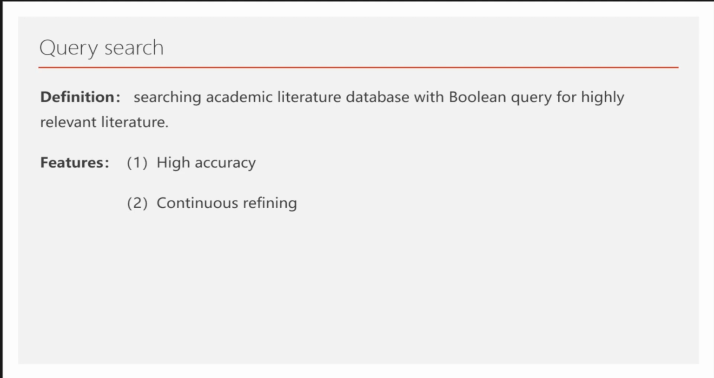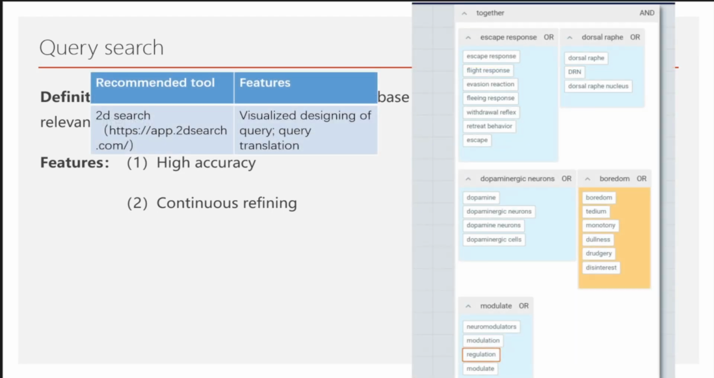And in order to achieve the optimal accuracy, researchers need to iteratively refine their queries as their understanding of the research question improves. I personally recommend using 2D search to help assist the design and use of the query. This tool has two key features.